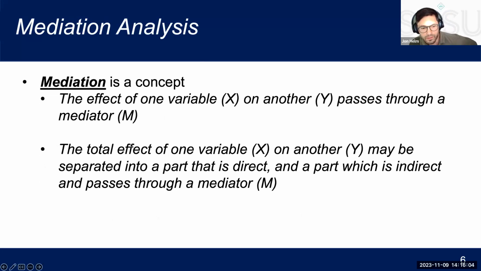A more detailed or nuanced version of this is that the total effect of variable X on Y may be separated into a part that's a direct effect. So we can take some sort of total effect of X onto Y and separate it into two parts. One that is direct, which goes directly from X to Y, and another part that is indirect, which is going to go from X to M and then from M to Y.